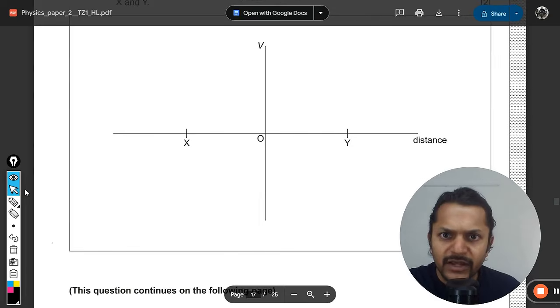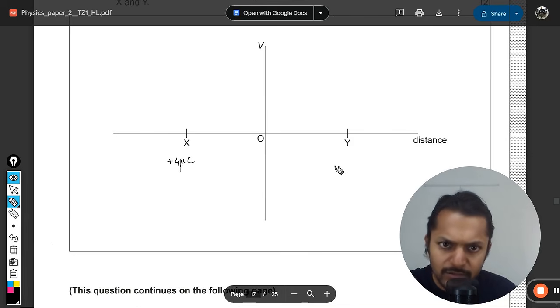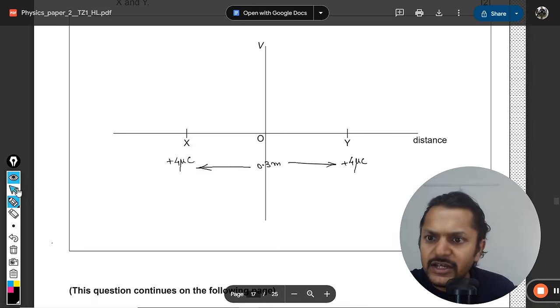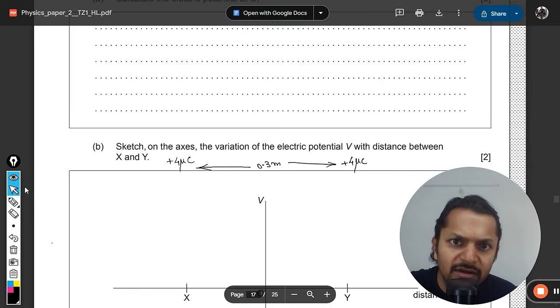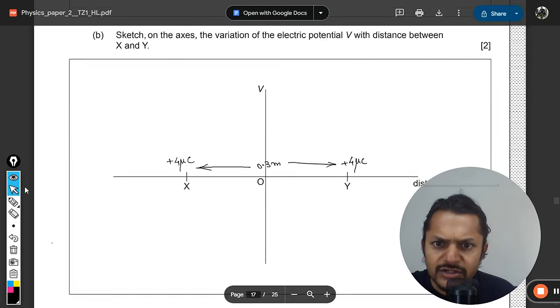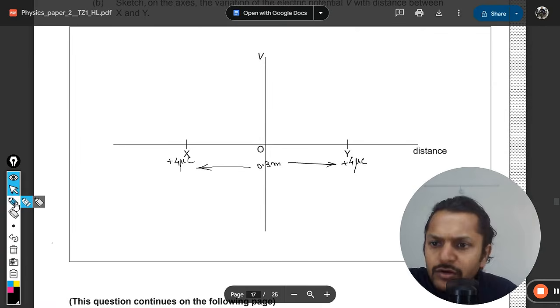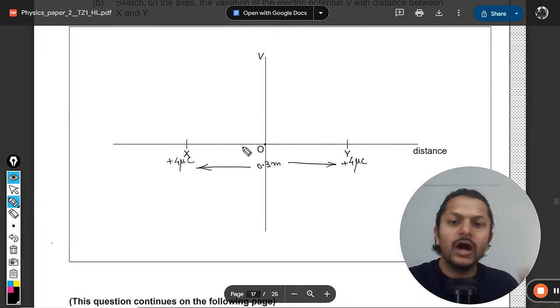So plus 4 microcoulomb, this is plus 4 microcoulomb, this is also plus 4 microcoulomb, and the total distance is 0.3 meters. That is the total distance between the point x and y. Let me verify that once. 0.3, yes, absolutely correct. So this distance is given as 0.3, and we want to find the potential at O. So how do we do it?